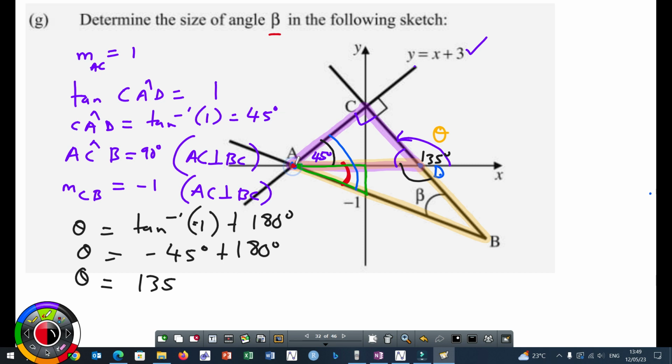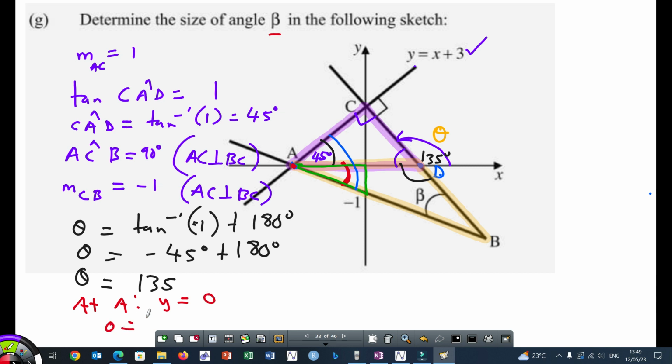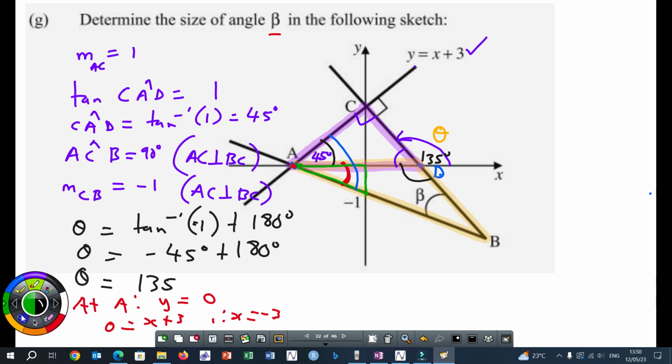To find the value of x there, we use this straight line. What is the value of y at A? It's zero. It's an x-intercept. So at A, y is zero. Then I put my zero there, I'll have x plus 3, therefore x will be equal to minus 3. Are you following that? Now pay attention to this part. Do you agree that this triangle, the one in green, is a right angle triangle? Yes. So that's 90.